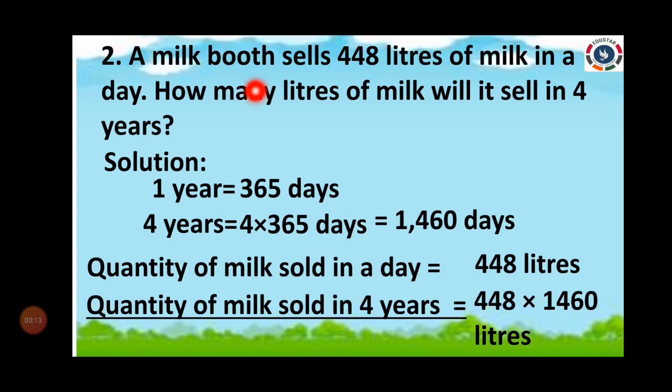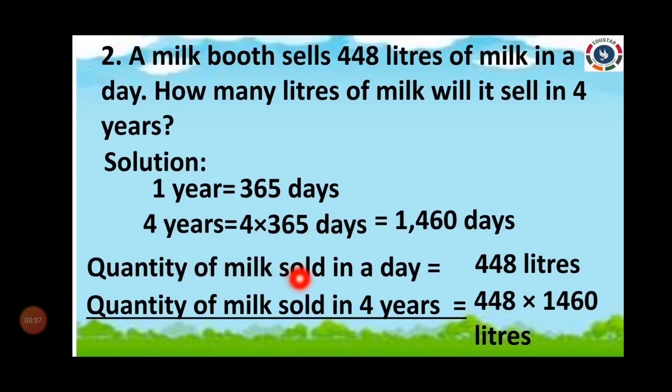Question number 2. A milk booth sells 448 liters of milk in a day. How many liters of milk will it sell in 4 years? Write the question black in color. Give the solution blue in color. Solution: 1 year equal to 365 days. 4 years equal to 4 into 365 days, which is equal to 1460 days.